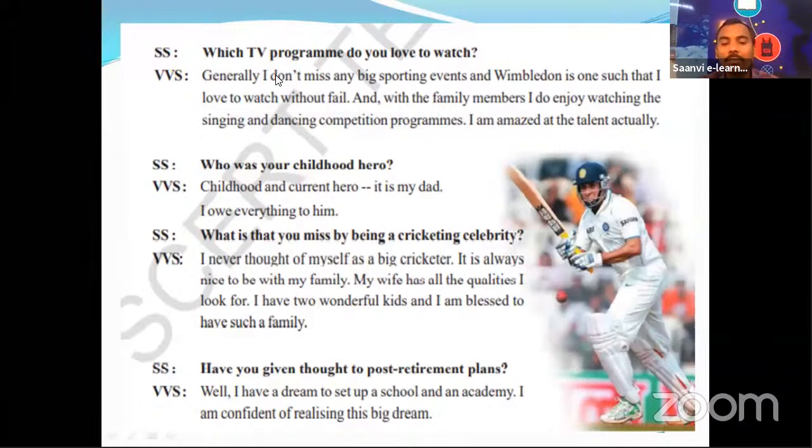It is always nice to be with my family. VVS Lakshman always wanted to be with his family. My wife has all the qualities I look for. Then VVS Lakshman says that my wife has all the qualities I look for. Maybe beauty, maybe wisdom, maybe good character, good behavior, everything she has according to VVS Lakshman. I have two wonderful kids and I am blessed to have such a family. So he has two kids and he is blessed by God to have such a wonderful family.